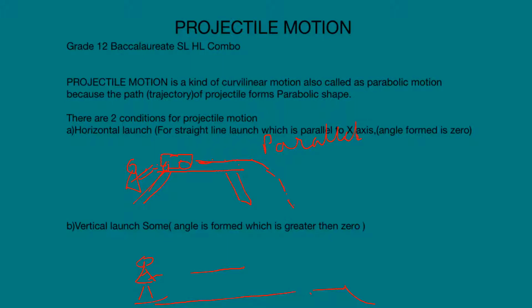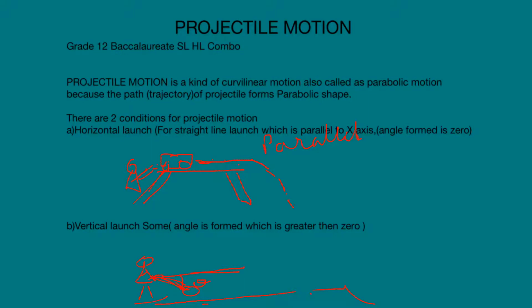Here the person is throwing parallel, so he is not throwing in this direction. Instead he is throwing the ball downwards. Then this is also a vertical launch because an angle is formed downward. So this vertical launch can happen in two conditions.